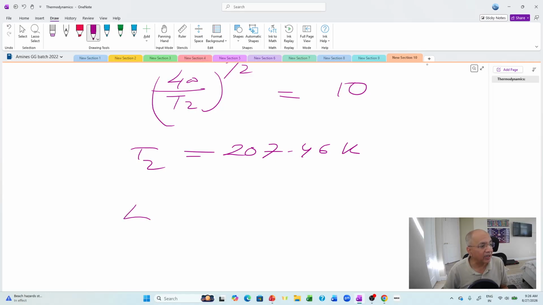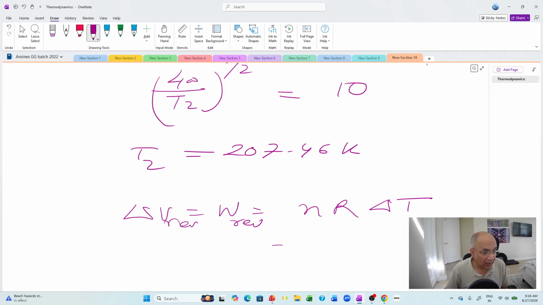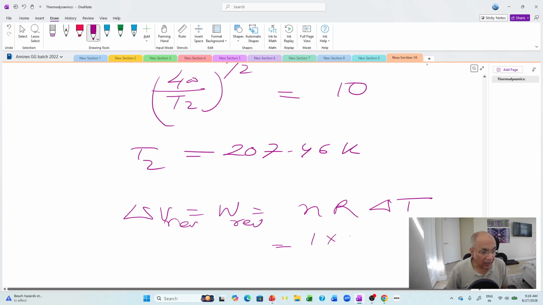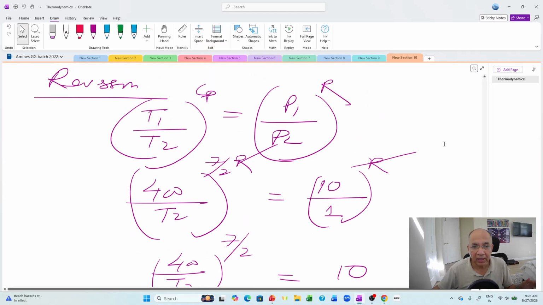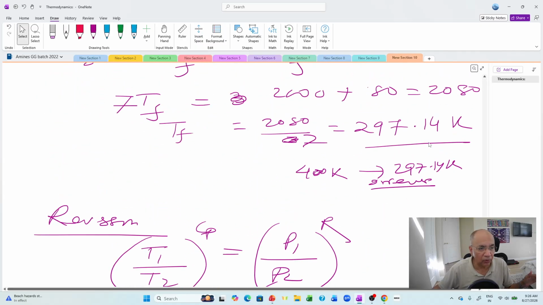Then you can find out del U is equal to W is equal to nR delta T in reversible, is equal to 8.3. For the first time we are using R. Yes, that is one. Ritu is there. That is 297.14 we have done.